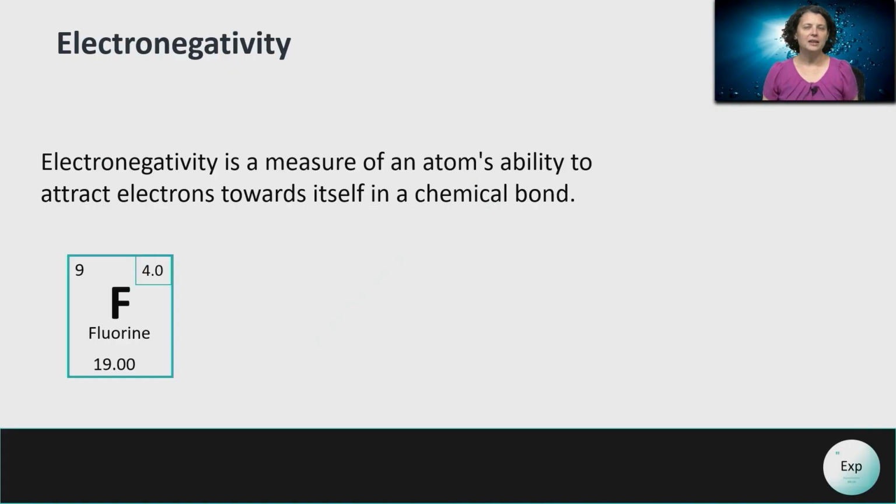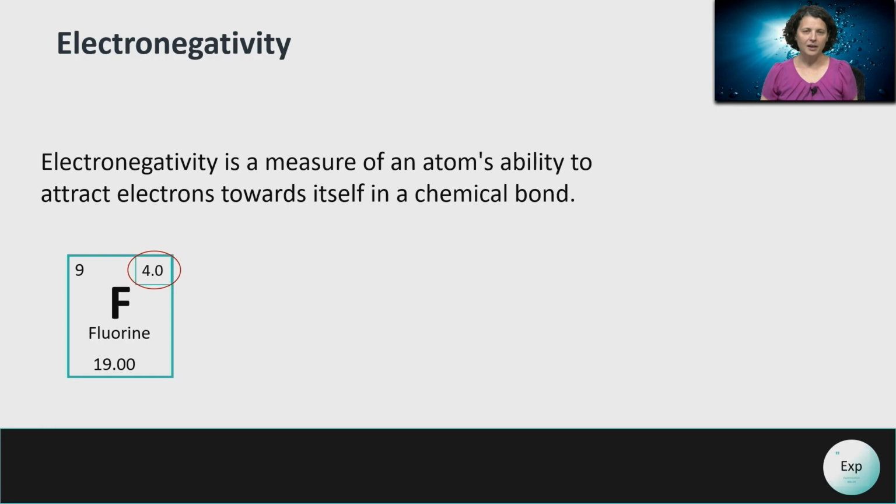Before we can start, we need to mention electronegativity, which is the measure of an atom's ability to attract electrons towards itself. The element with the highest electronegativity value is going to be fluorine at the top of the 17th group. The largest electronegativity value is going to be 4.0. From there, moving through the periodic table towards the left or towards the bottom, the electronegativity value will continually decrease.